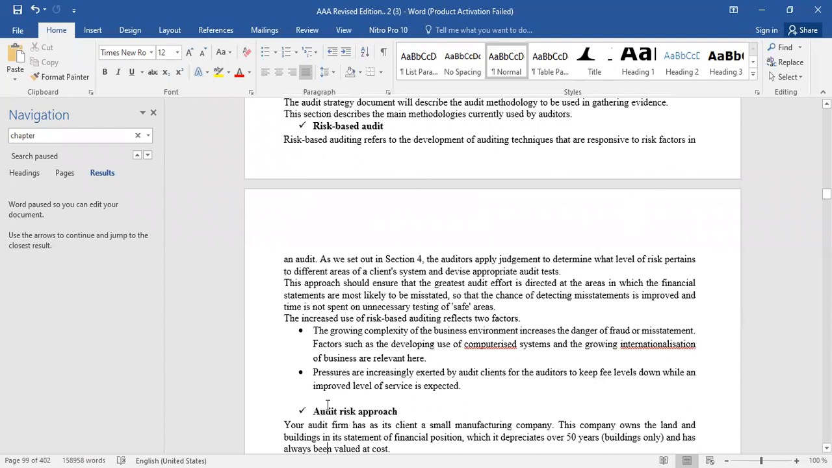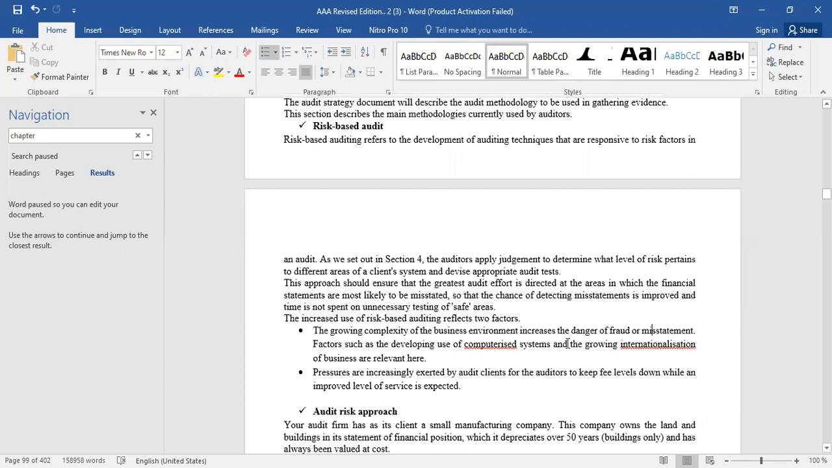So what has resulted in risk-based audit? Why do people now do what is called risk-based audit? Because of the complexity of the business environment. That is why we now do risk-based audit. There are a lot of risks, so you need to focus on areas of high risk so that at least you can be able to identify them.